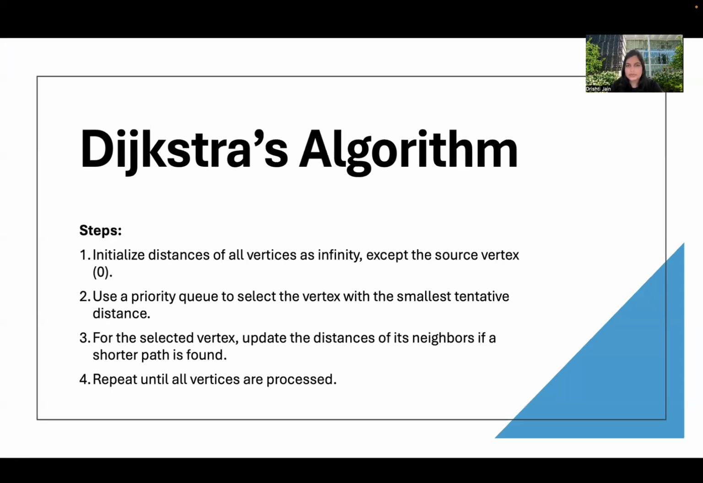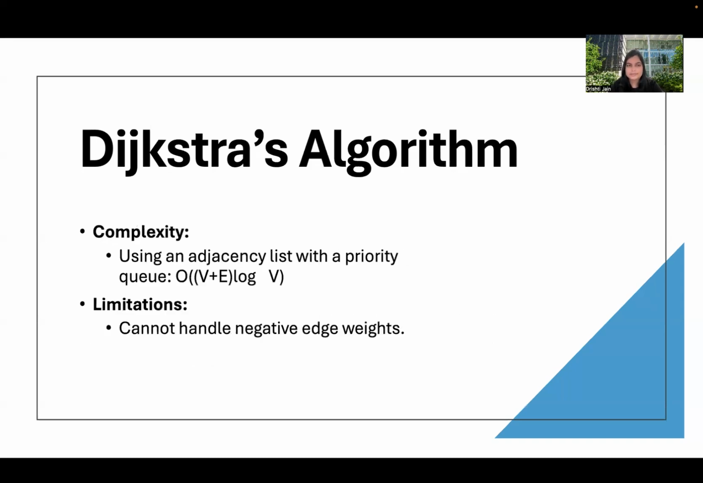This is like an overview so that you remember how to perform the algorithm. The complexity using an adjacency list with a priority queue is O of (V plus E) times log V. The limitation is that it cannot handle negative edge weights. There will be a number of cases wherein two parties are inversely correlated and which might be represented as a negative edge weight. We need to have ways in order to handle these scenarios. Now, let's look at a run through of Dijkstra's algorithm.